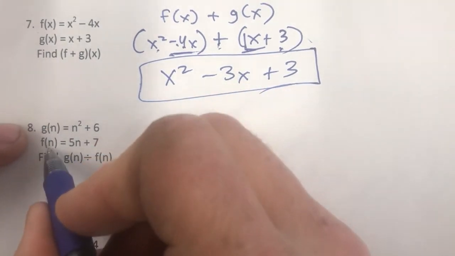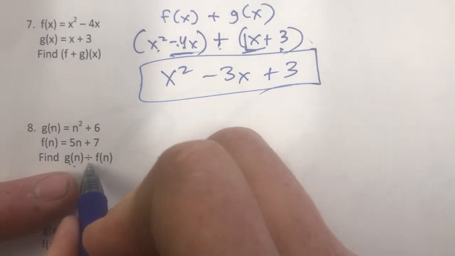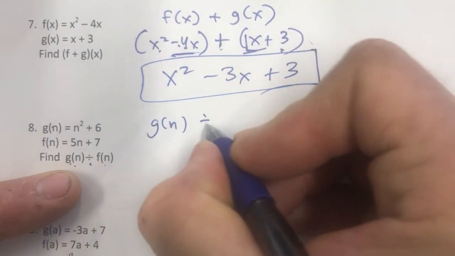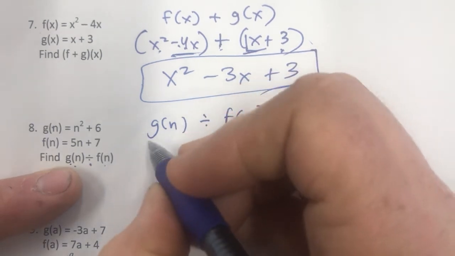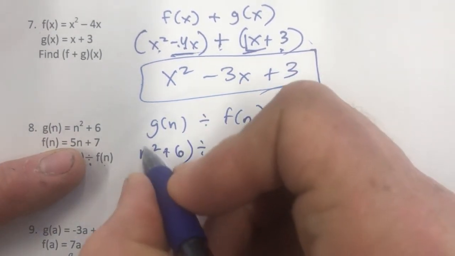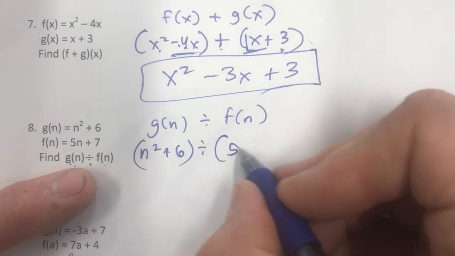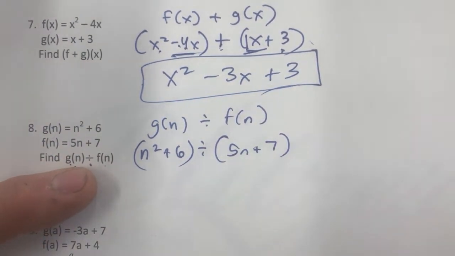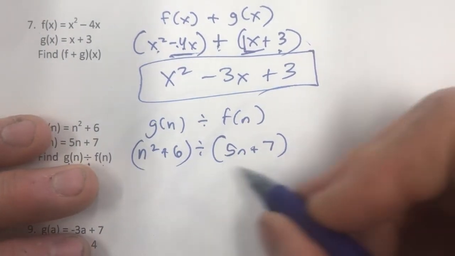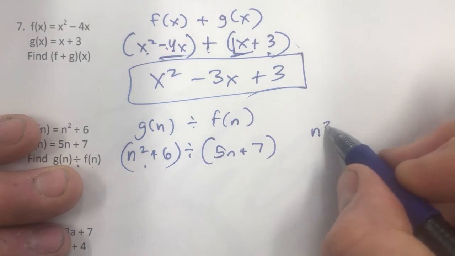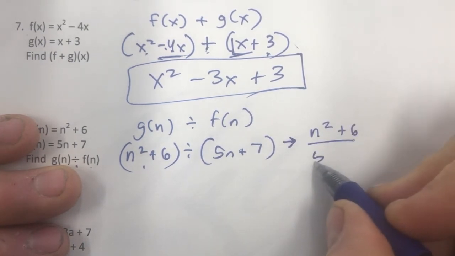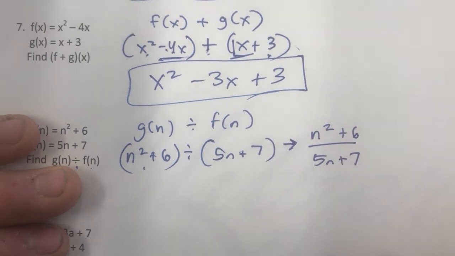Number 8, we got g of n, f of n. Find g of n divided by f of n. All right, here's g of n squared plus 6 divided by f of n, which is 5n plus 7. Now when we divide on them, this first one goes on top, so I'm going to do it like this. N squared plus 6 over 5n plus 7.